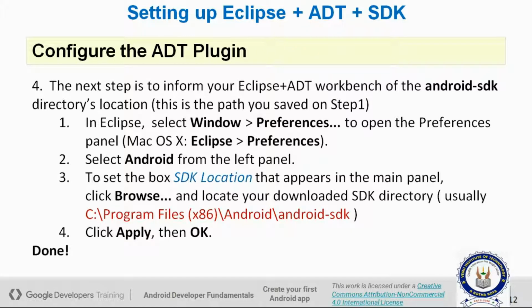So we are seeing the 4th step. Here we have the Window menu again. Click on the Window option, click on Preferences. There you will have Android on the left panel. Click on Android, and to set up the SDK location, you have to browse to the location and attach the location. You click on Apply and OK.